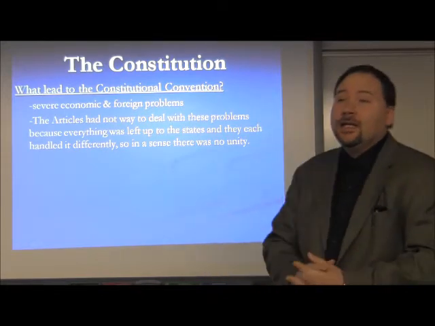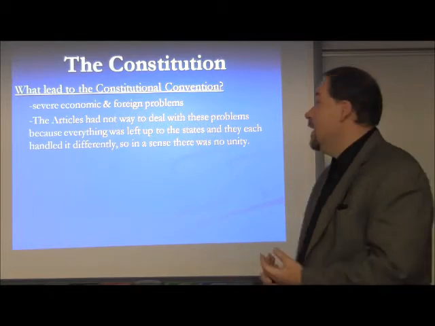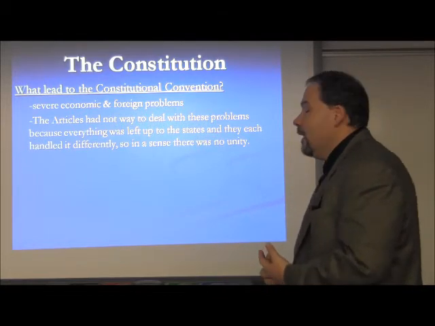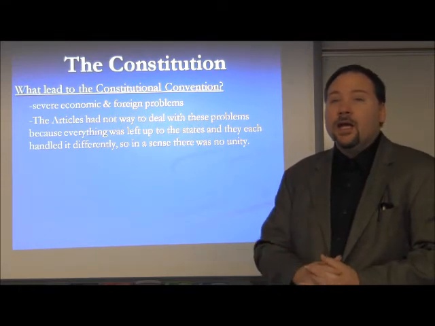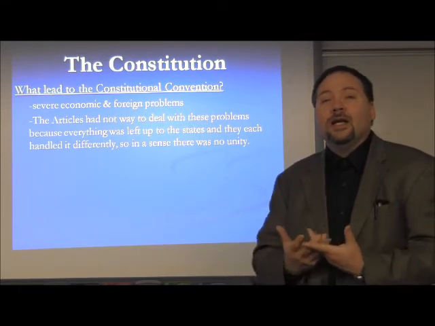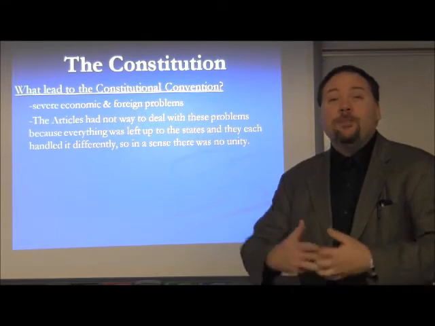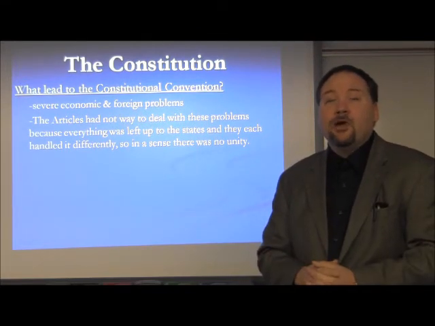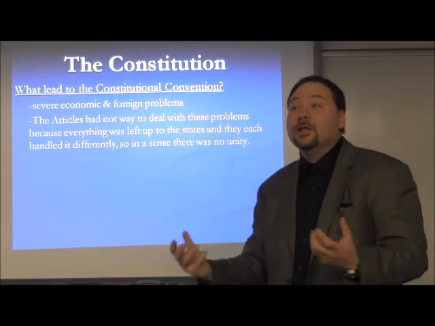The convention, and it's just simply the Articles of Confederation just was not set up to handle these kind of big issues. Everything was left just to the states, and the states each did their own thing, and so there was no real unity. It just looked like the country was going to bust apart and break up into smaller pieces because the Articles just didn't have enough power to do anything.